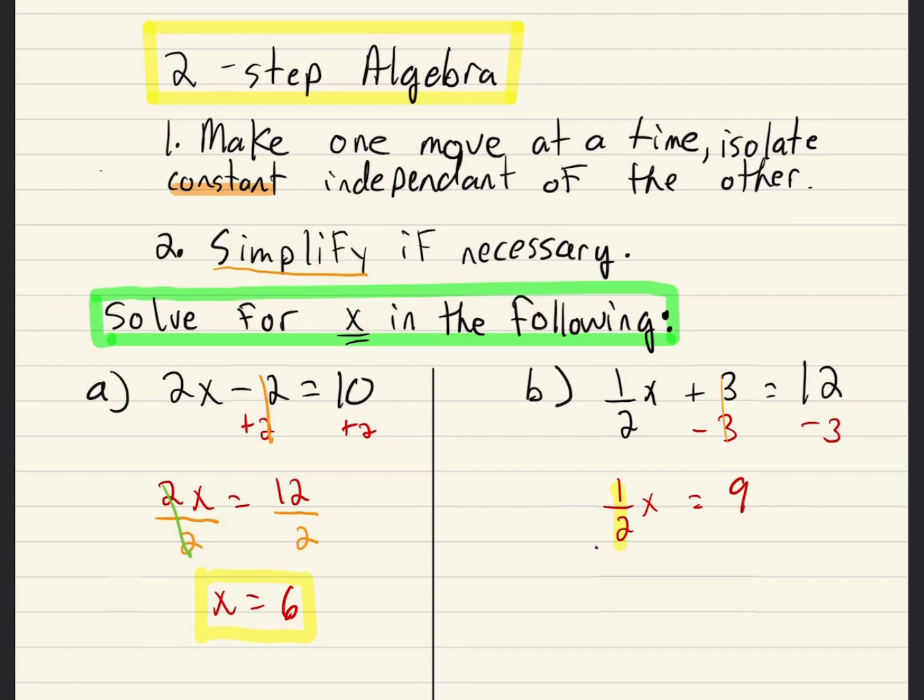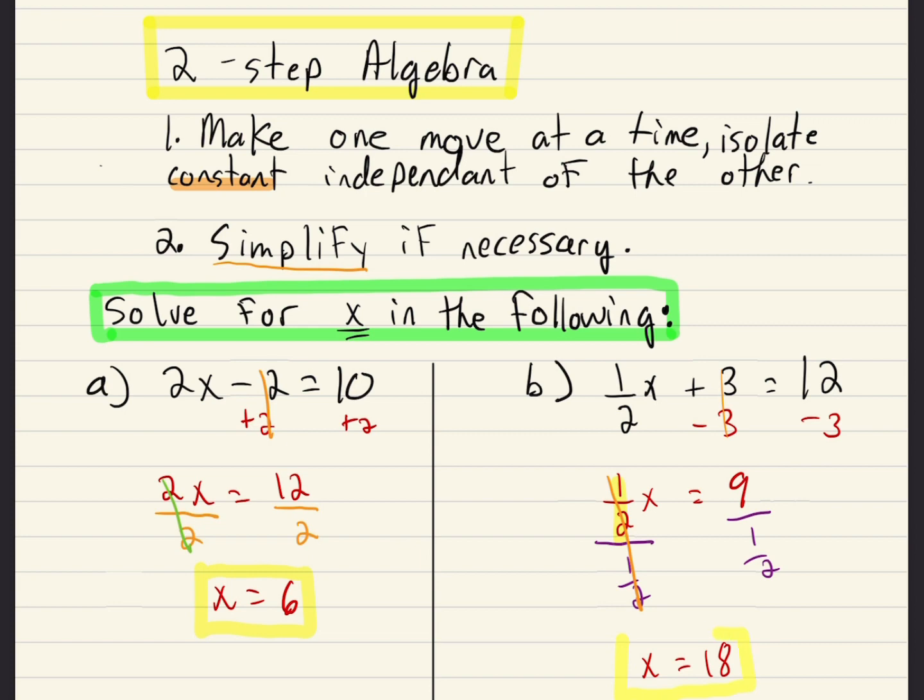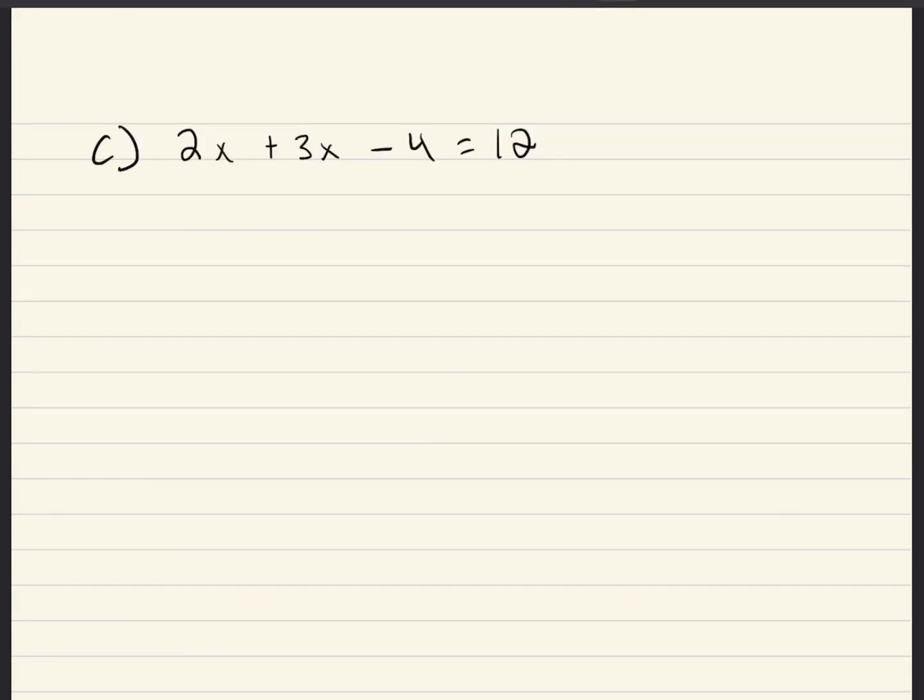Now, another way that this can be done is you can just go right ahead to dividing both sides by half. And that's because it's really half times x. And that'll give you the same answer, right? Your halves on one side will cancel. And then 9 divided by a half is also 18. Both of these ways are okay. You just do whatever is most comfortable for you.